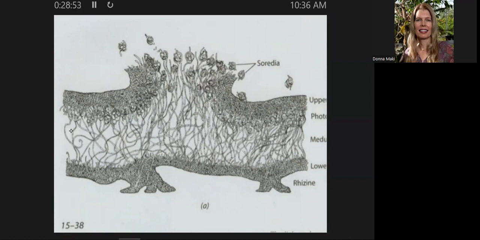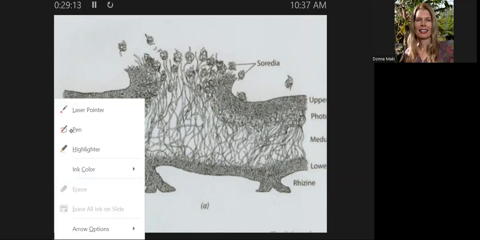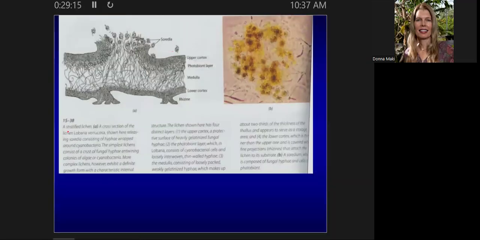So you might see that in the literature, but basically you can see how there's different regions. So that's what they mean by a tissue-like organization. These are not roots, of course, it's not a plant, but they do have structures that allow for attachment. And then here, I would like you to know this term, please. Soredia.